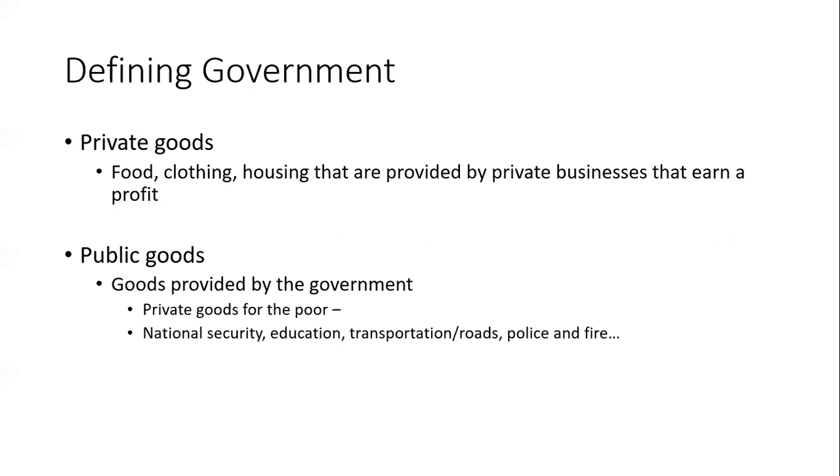What are private goods? Well, private goods are things that you own: food, clothing, housing. And then public goods. These are goods that are going to be provided by the government: national security, education, transportation, roads, police, fire, those types of things. You also have private goods that are provided for those that can't afford them through welfare programs like food stamps, Medicaid, with healthcare, those types of things.